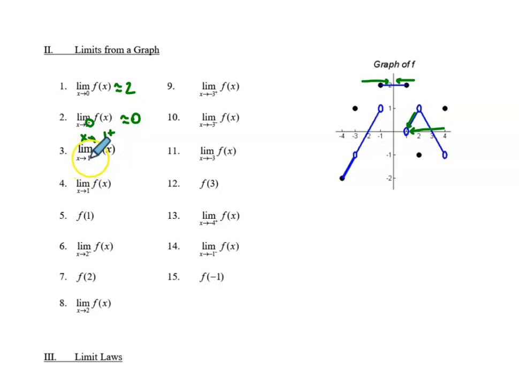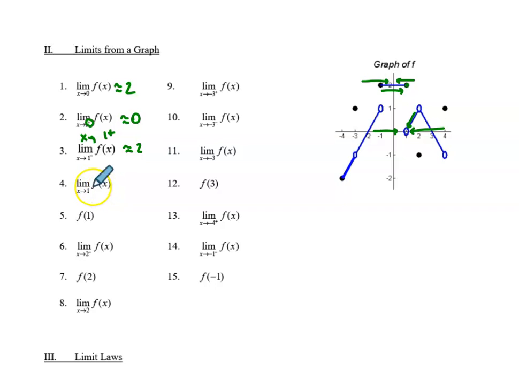The negative sign up in the exponent means from the left or from below. So as x is approaching 1 from below, my graph is actually up here, and the y value right here is approaching 2. So I'd say approximately 2.